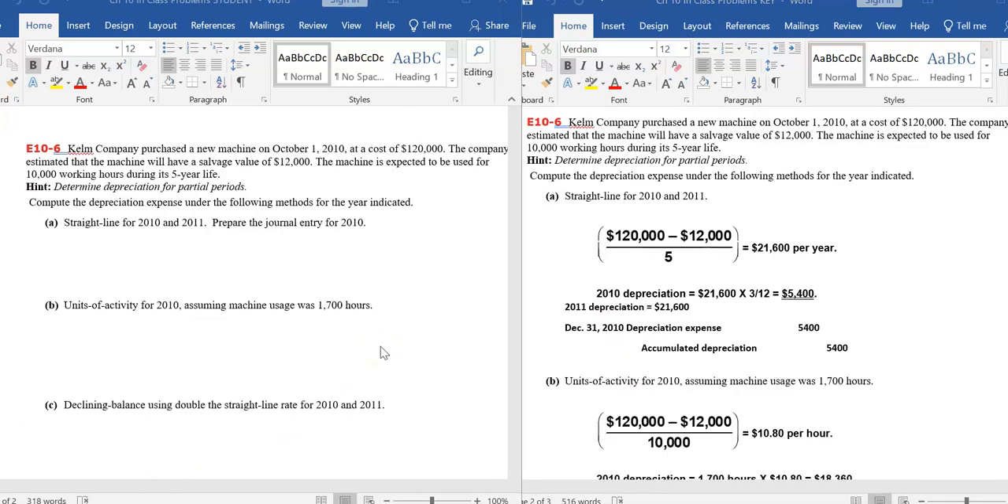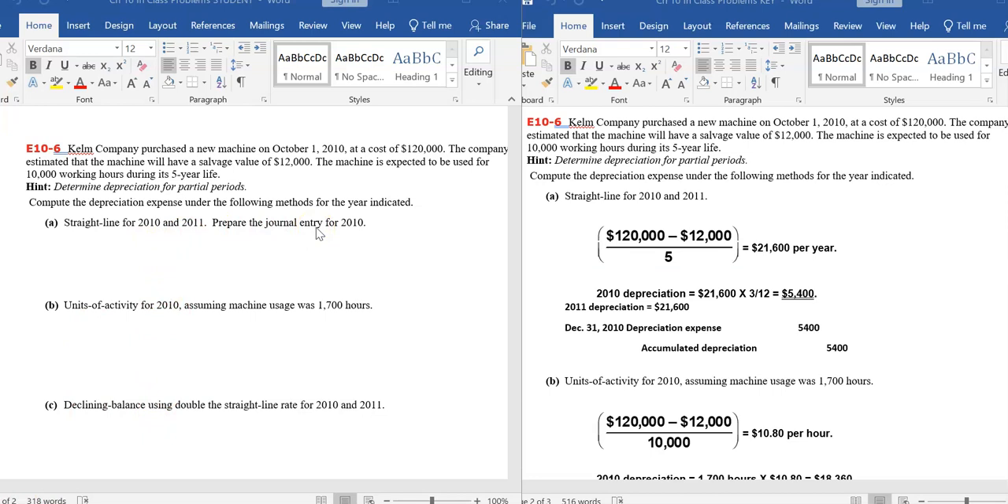Okay, our next problem is going to have us working with the accounting for an asset after it was purchased. So once we purchase the asset and we start using it, we are going to be using up some of the value of that asset. So Kelm Company purchased a new machine on October 1st of 2010 at a cost of $120,000. The company estimated that the machine will have a salvage value of $12,000. The machine is expected to be used for 10,000 working hours during its 5-year life. We are going to be computing the depreciation expense under these methods.